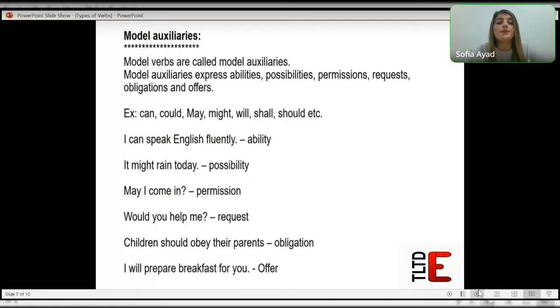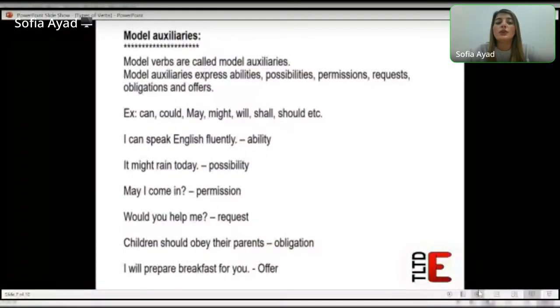Modal auxiliaries. Modal verbs are called modal auxiliaries. Modal auxiliaries express abilities, possibilities, permissions, requests, obligations, and offers.